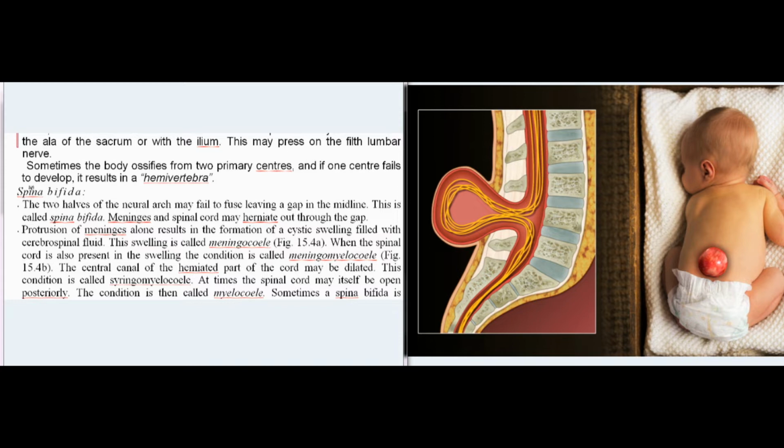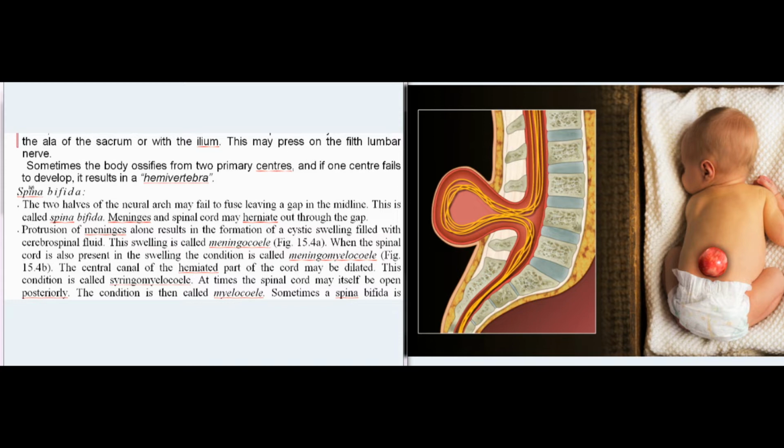This may press on the fifth lumbar nerve. Sometimes the body ossifies from 2 primary centers, and if one center fails to develop, it results in a hemivertebra. Spina bifida: the 2 halves of the neural arch may fail to fuse, leaving a gap in the midline. This is called spina bifida. Meninges and spinal cord may herniate out through the gap.